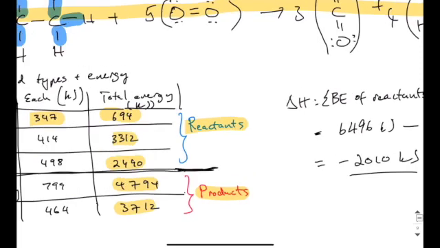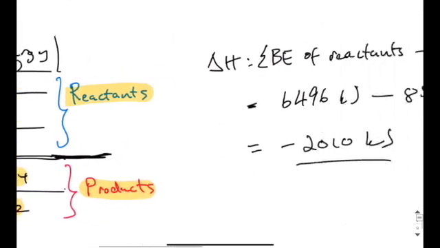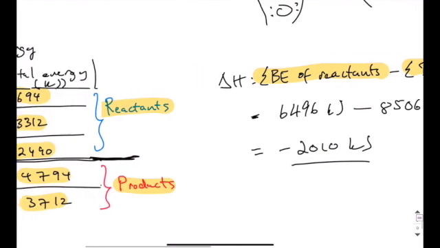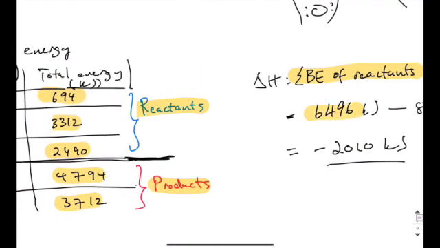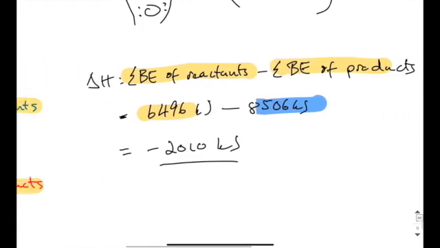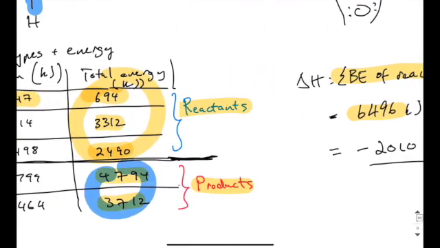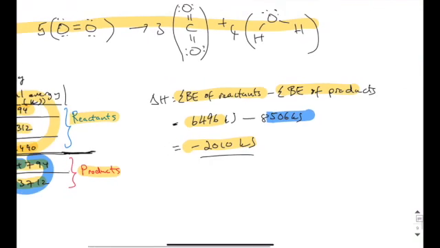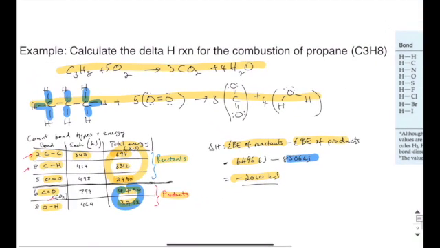And once you get the value for reactants and products, all you need to do is apply that formula of delta H, which is the sum of the bond enthalpy of the reactants minus the sum of the bond enthalpy of the products. And subtracting those two values, the 6496 comes from adding all these numbers together. The 8506 comes from adding these two numbers together. You're going to get negative 2010 kilojoules for this combustion reaction. And that makes sense. You expect a combustion reaction to be exothermic, right? So you do generate a lot of energy from combusting propane.